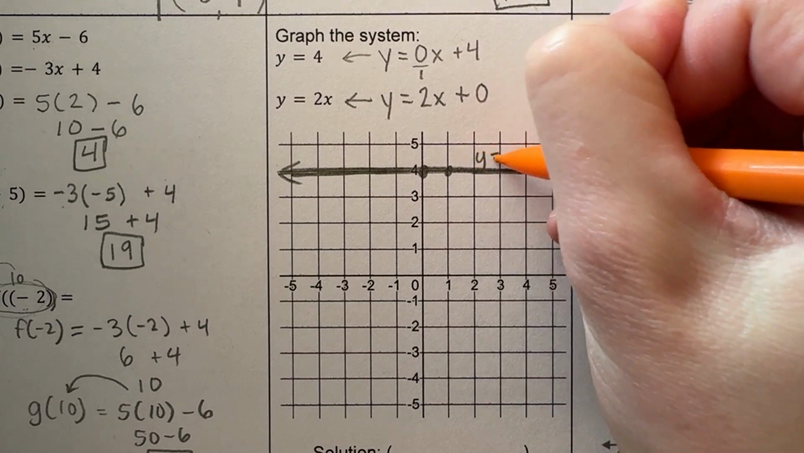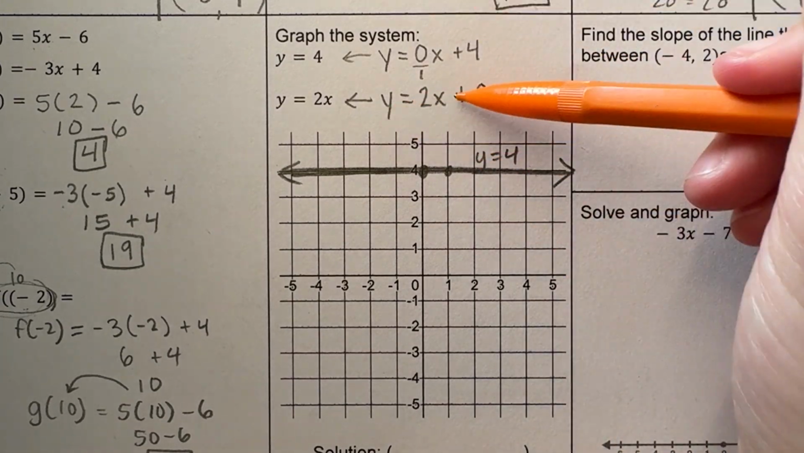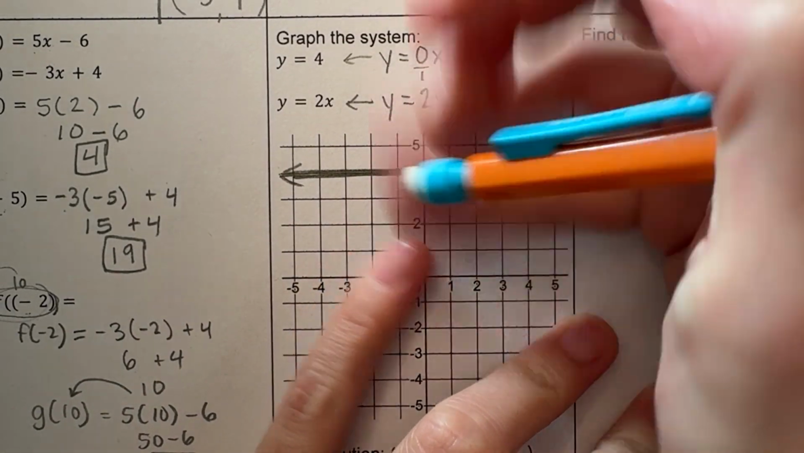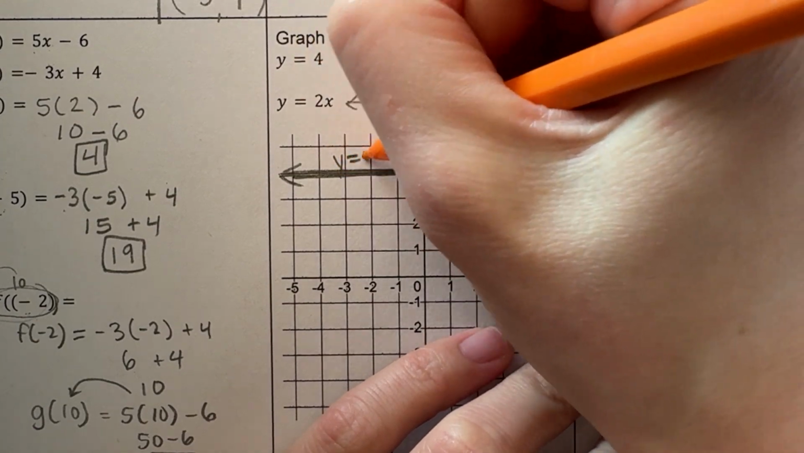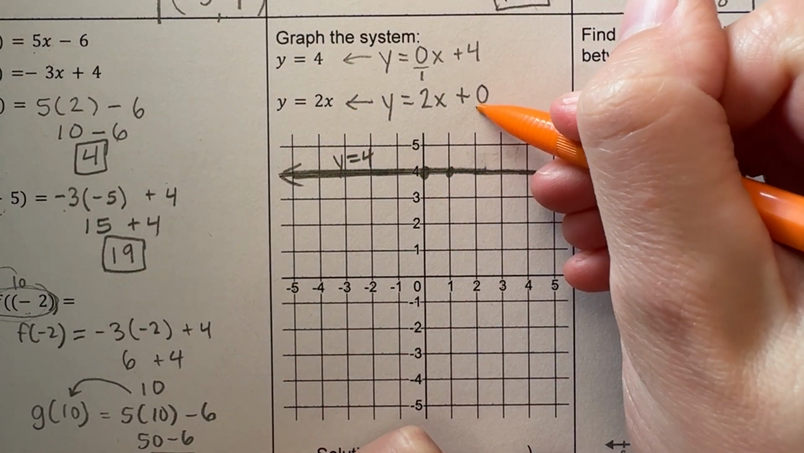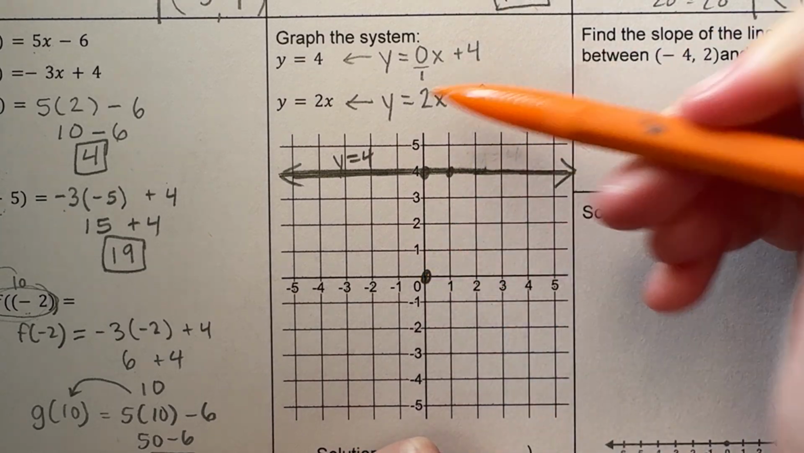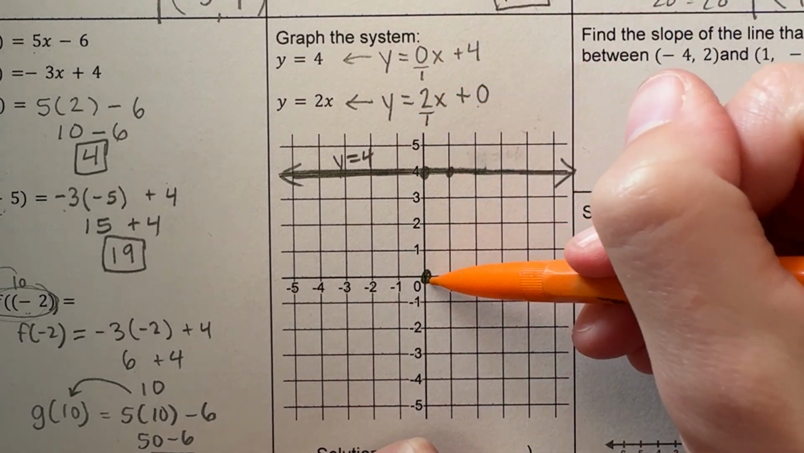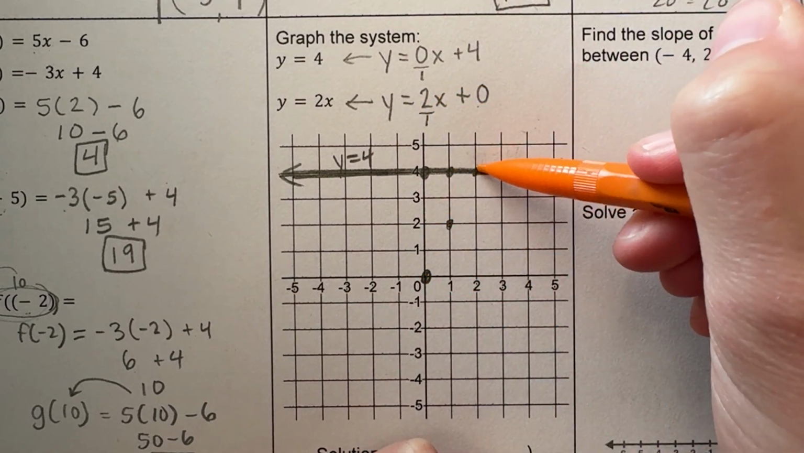Okay, this is the line y equals 4. And then this line here, and let me actually, right over here, you'll see why. This line is 2x plus 0. So I'm going to start at my y-intercept, which is 0. Okay, and then my slope is 2 over 1. Up 2, right 1, up 2, right 1.